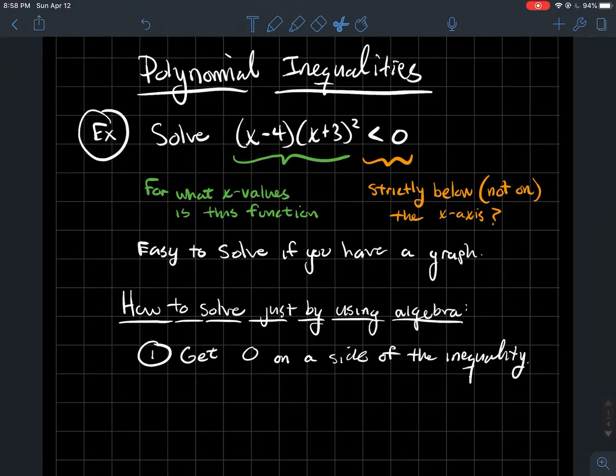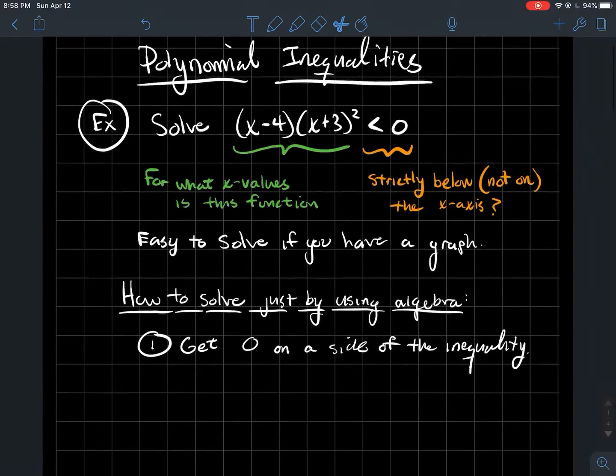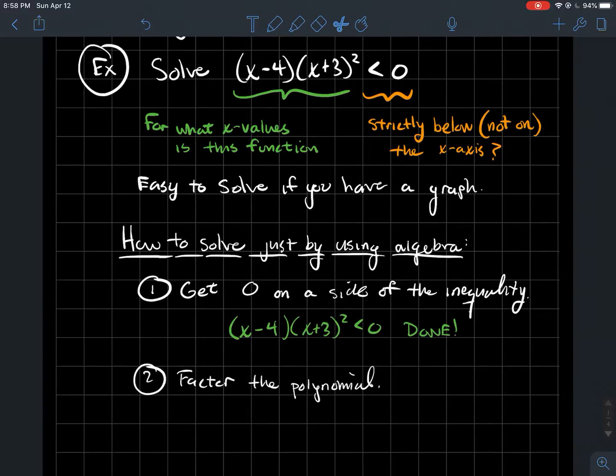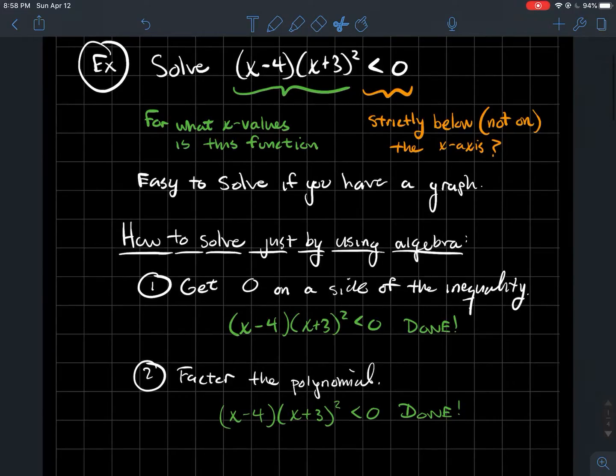I've tried to break this down into about 5 steps that you could follow in order to solve one of these. First thing you should always try to do is get 0 on a side of the inequality. If you look at the inequality we're given, it's already done for you. The second step is to try to factor whatever polynomial you have. Again, the polynomial on the left is already factored, so that's done too. So let's get to the good stuff.